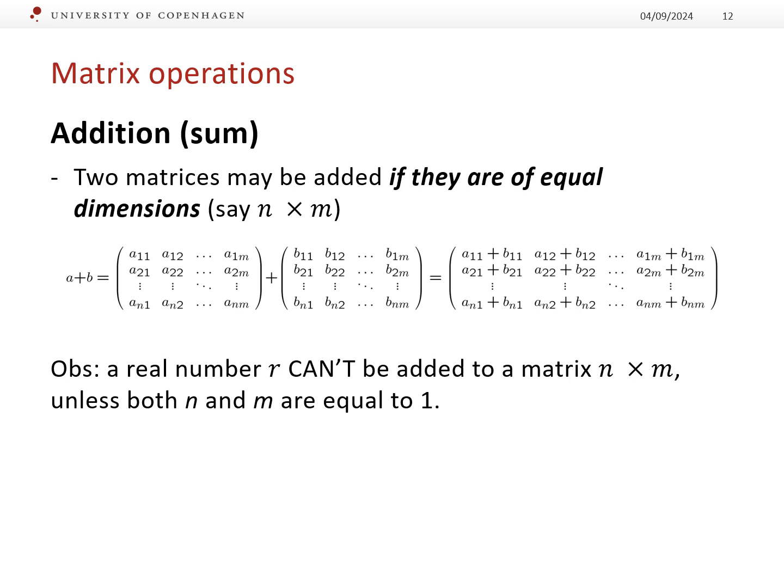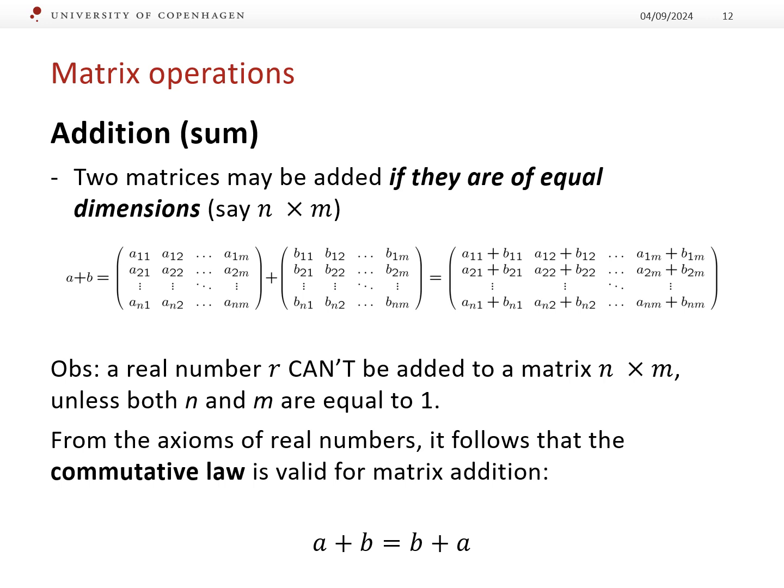And from the axioms of real numbers, it follows that for two matrices A and B that can be summed, A plus B is equal to B plus A. So the commutative law applies here.